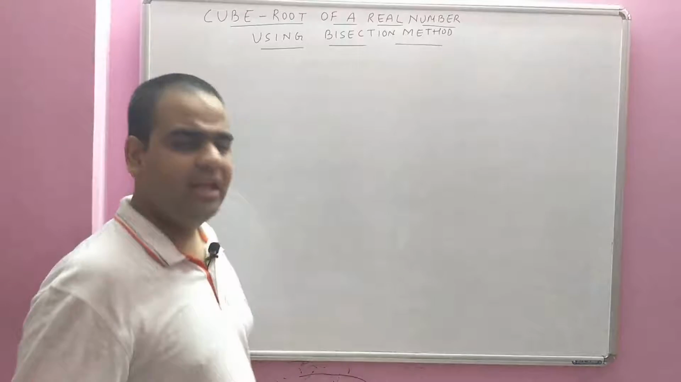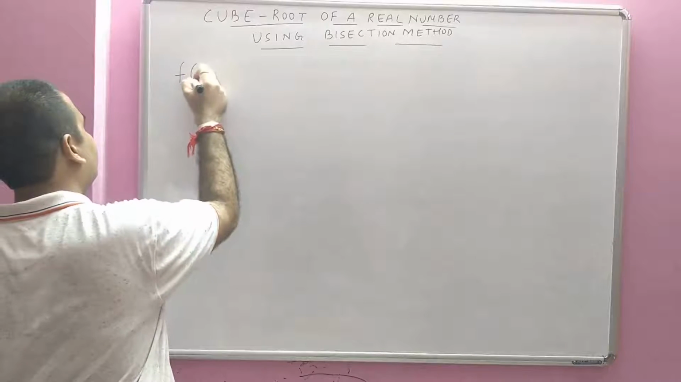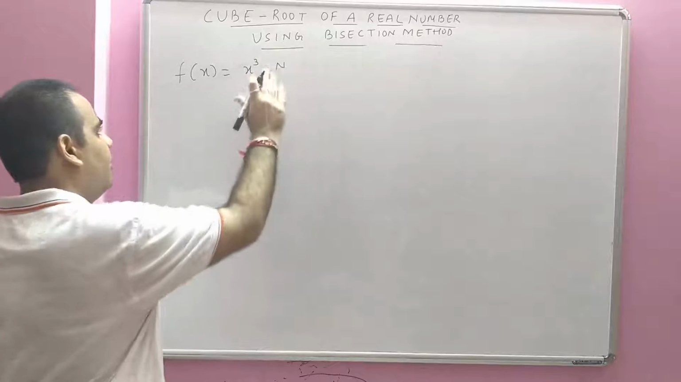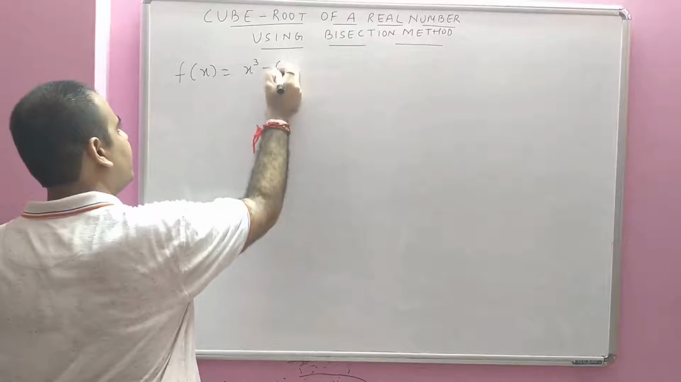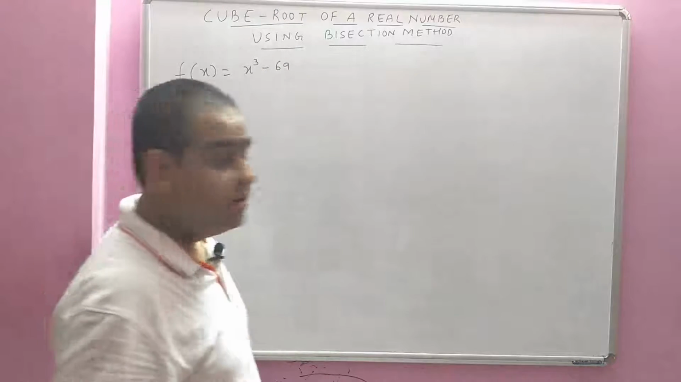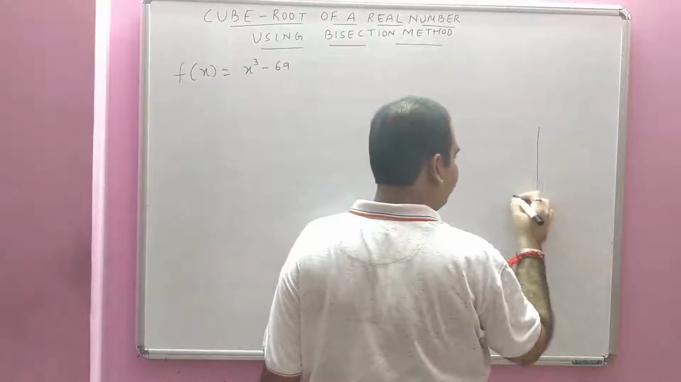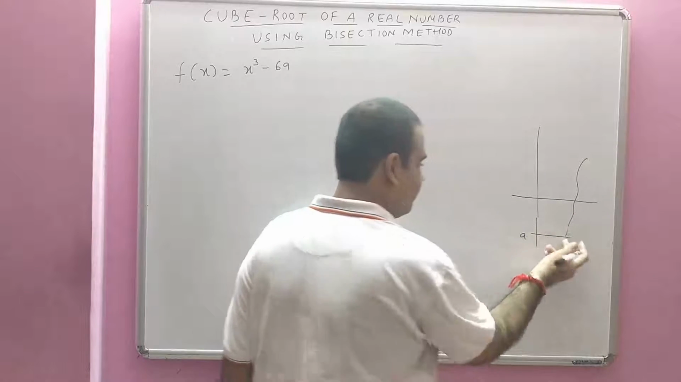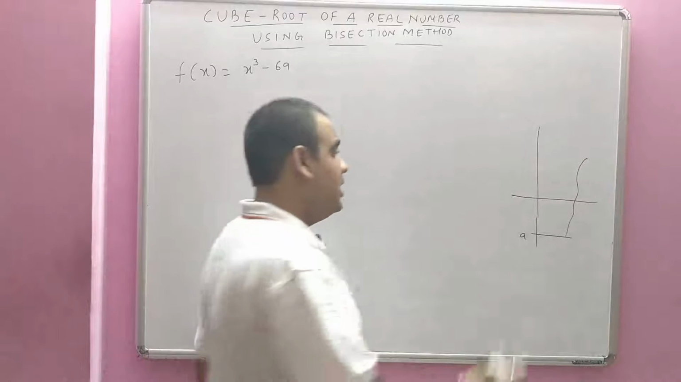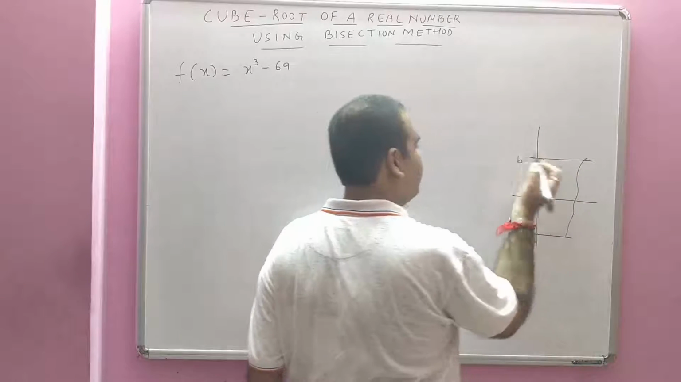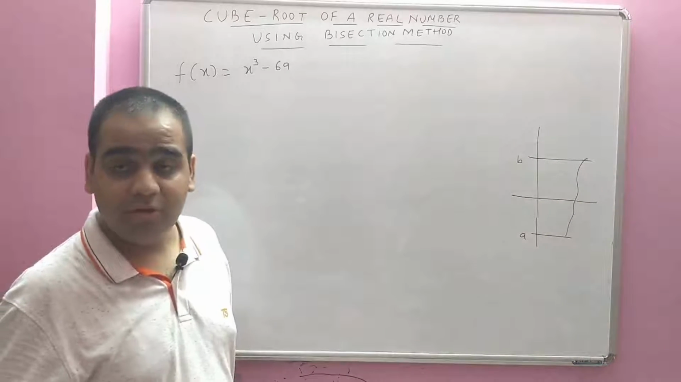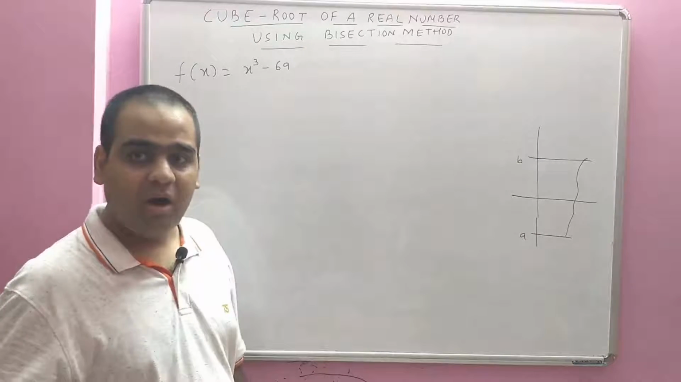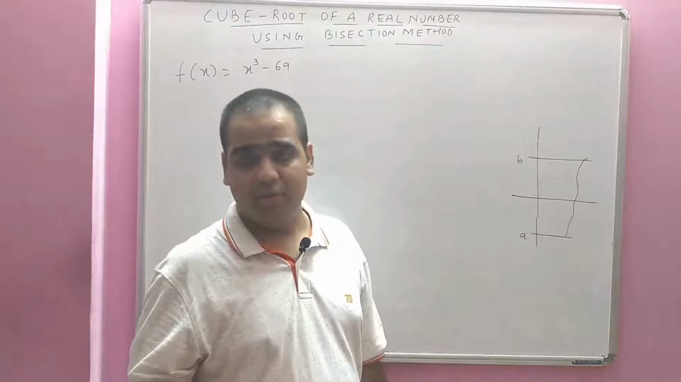We have the equation f of x is equal to x cube minus n. Now let the value of n be 69. It is x cube minus 69. Now what is the first thing we need to do? If this is the graph, I need to find a point A where f of x is negative, and a point B where f of x is positive, so that I can apply the bisection method. Now how do we find point A and point B?